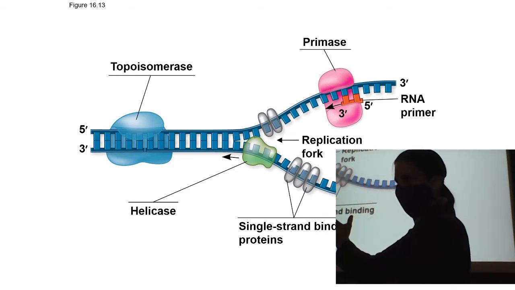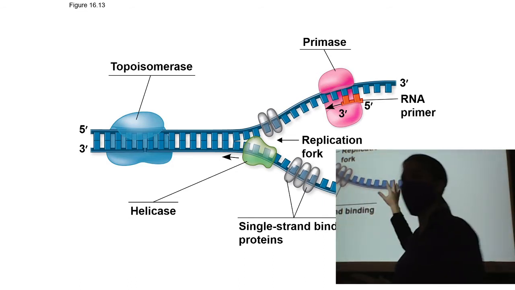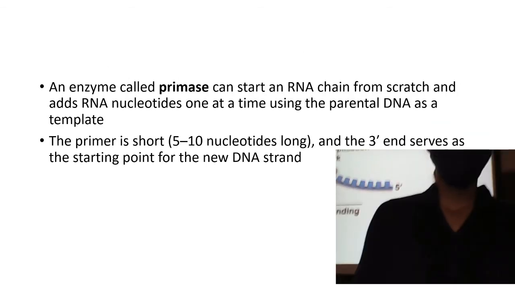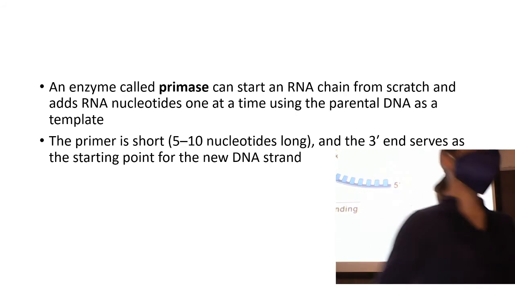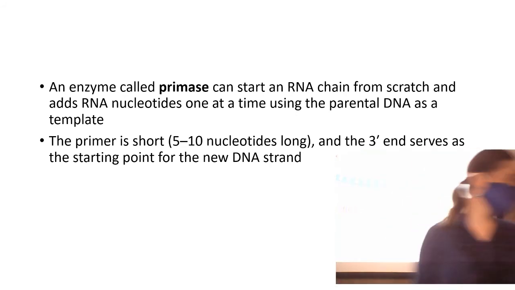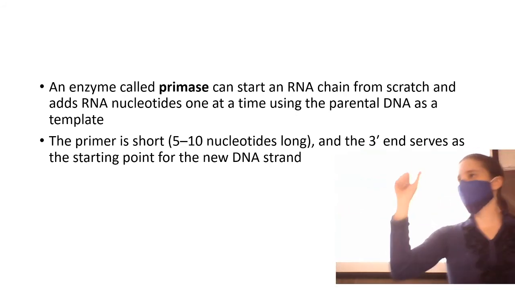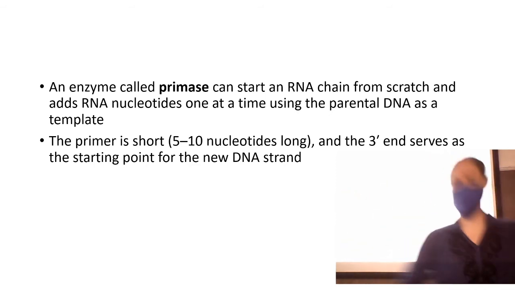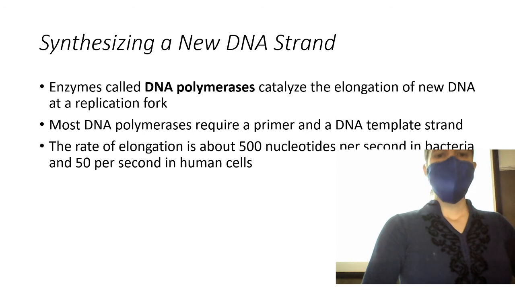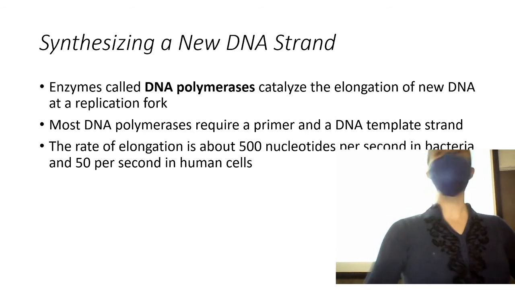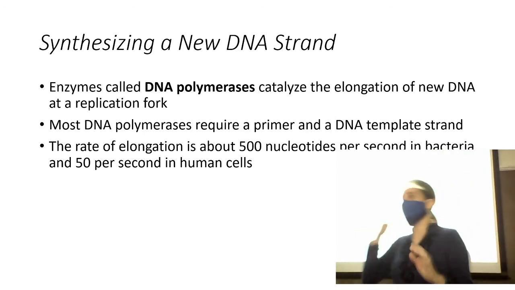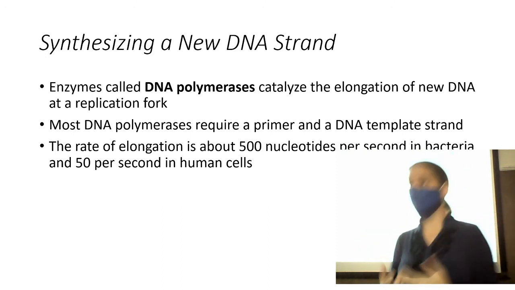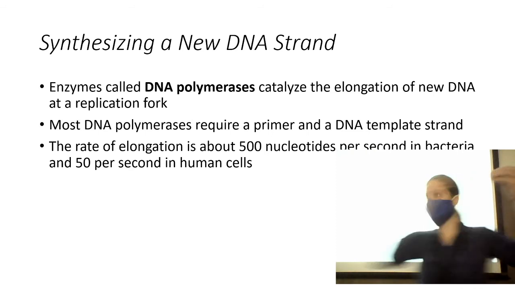So far, so good with this? A lot going on. All of this is just to set up so that DNA can get replicated. So this primer that gets added is short. It's like 5 to 10 nucleotides long. It's just going to be the starting point for the new DNA strand. The enzyme that's doing this is called DNA polymerase. It's going to make a polymer of DNA, a long polymer of DNA. That's its job.